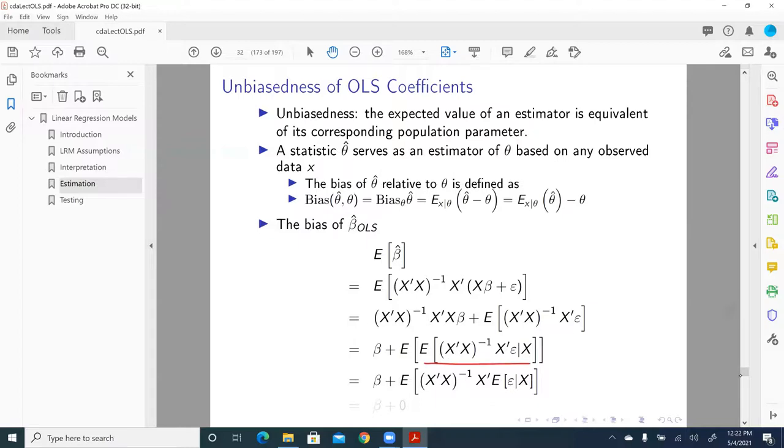For the conditional expectation, X prime X inverse X prime, conditional on X, is a constant, so we can take that out of the expectation. What's left is the expectation of the error term, epsilon, conditional on X. And what is that term? Based on the third assumption we talked about in one of the previous sessions, we assume this is equal to zero, right? And if this is zero, then this term is zero. What we get is beta plus zero. So the expectation of beta hat is beta, and when we take the difference of these two, it becomes zero.